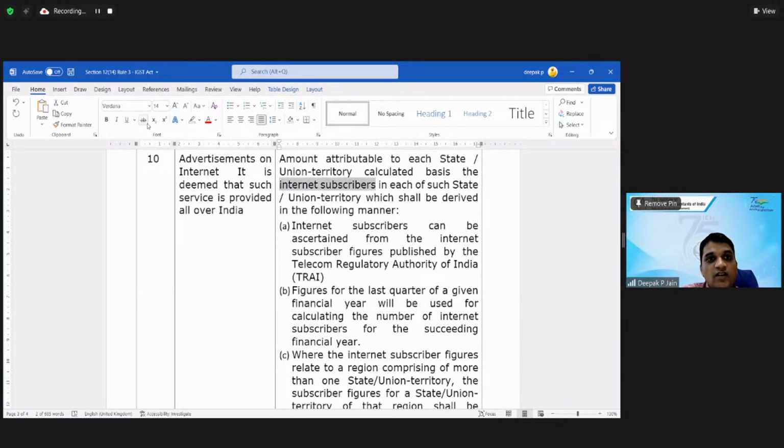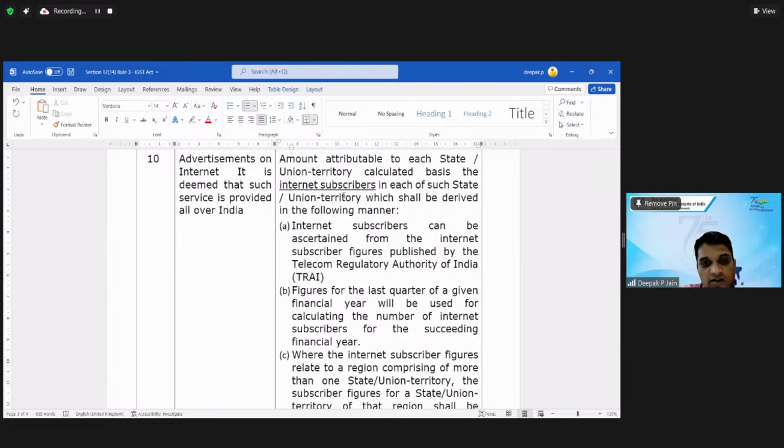We have seen viewership for television, but for internet, as somebody has correctly pointed out, it can be viewed across India, so it will be based on the internet subscribers. So there has to be some method. Can't say no, everybody will not watch the internet. That's fine. But somewhere a close approximation is there, where the internet subscribers are ascertained from the internet subscriber figures published by the Telecom Regulatory Authority of India.